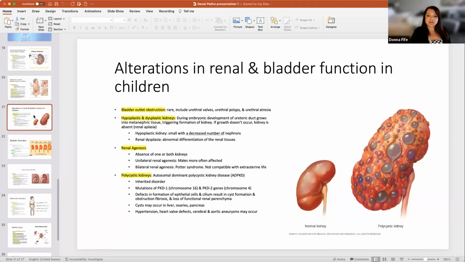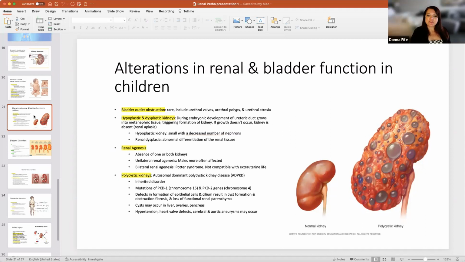Unilateral renal agenesis, males are more often affected. Bilateral renal agenesis, also known as Potter syndrome. This is not compatible with extrauterine life. Polycystic kidneys, autosomal dominant polycystic kidney disease. This is an inherited disorder, and there are mutations of PKD1, chromosome 16, and PKD2, chromosome 4. There are defects in the formation of epithelial cells and cilia, which results in cyst formation and obstruction, fibrosis, and loss of functional renal parenchyma. Cysts may also occur in the liver, ovaries, and pancreas.